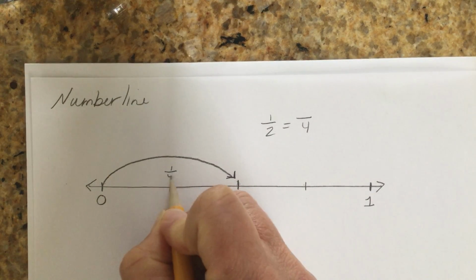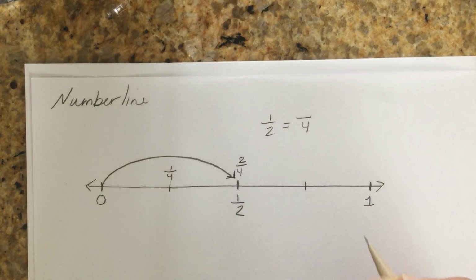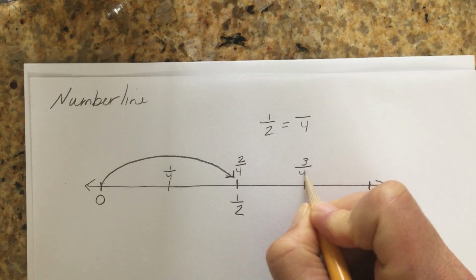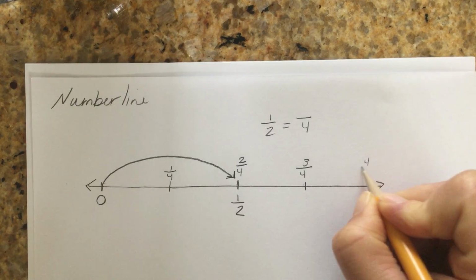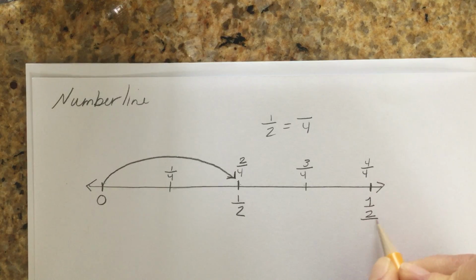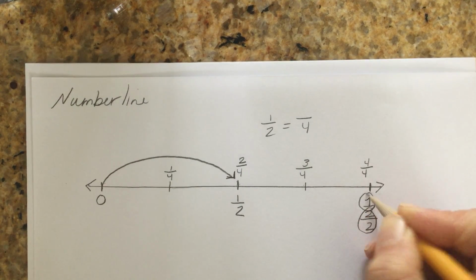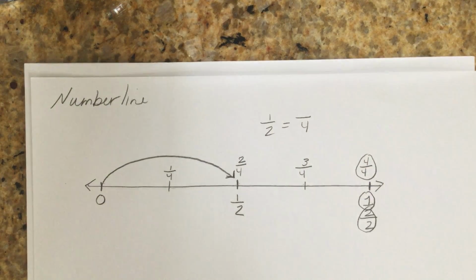Okay, so I'm going to label those. I've got 1/4 here, 2/4 here, 3/4 here, and 4/4 here. By the way, this was 2 halves as well. I'm going to circle these to show that these are all equal to 1 whole.